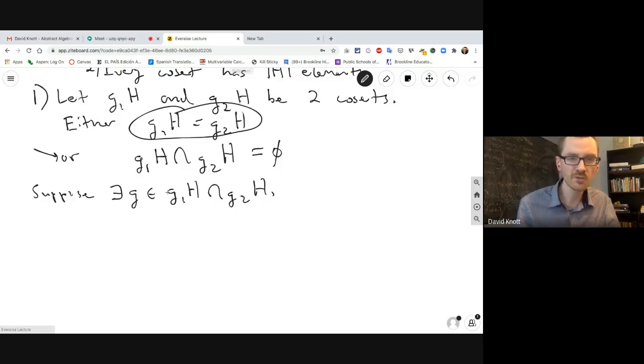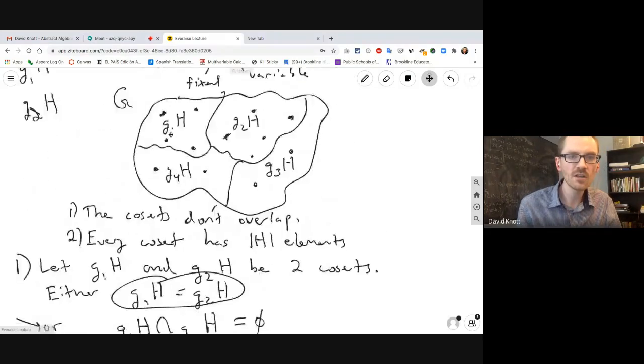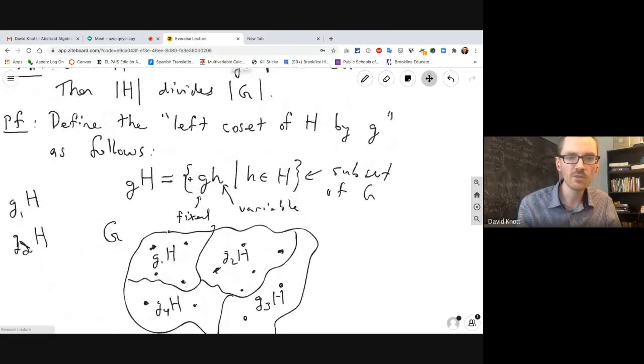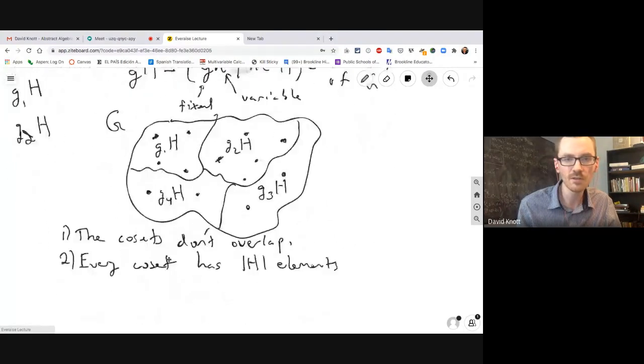So I'm going to show you that actually this leads to the conclusion that the 2 cosets are in fact identical. All right, so let's just unpack what this assumption means. G being in G1H implies what? It implies, well, let's remember what G1H actually is. G1H is the collection of all things of this form, where H is just any element in H.